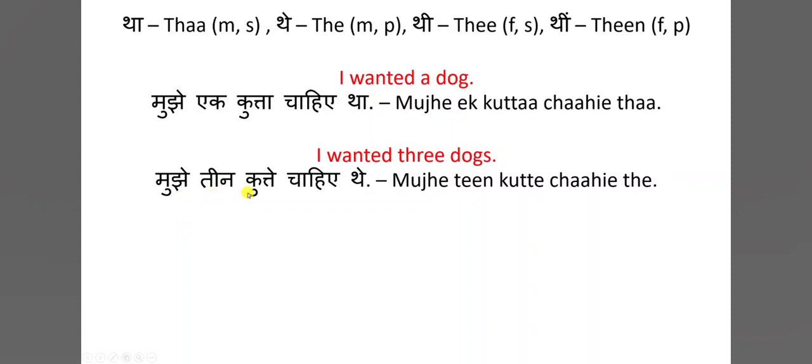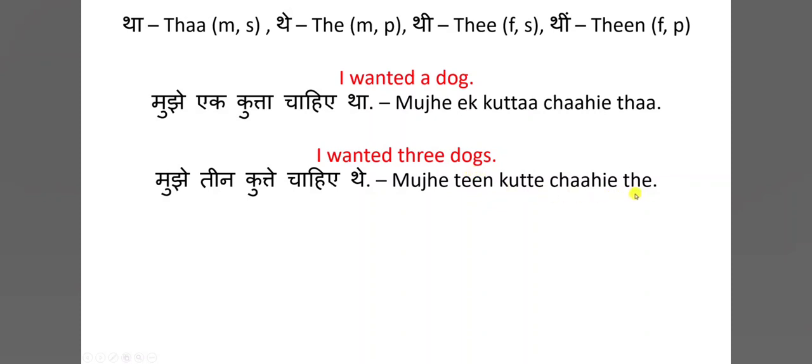Next, I wanted 3 dogs. मुझे 3 कुत्ते चाहिए थे. Now, we have 3 dogs as the object. And since 3 dogs is plural and dog is masculine, we select the as the be verb. Okay? मुझे चाहिए थे is I wanted or I did want. 3 is 3, kutte is dogs.